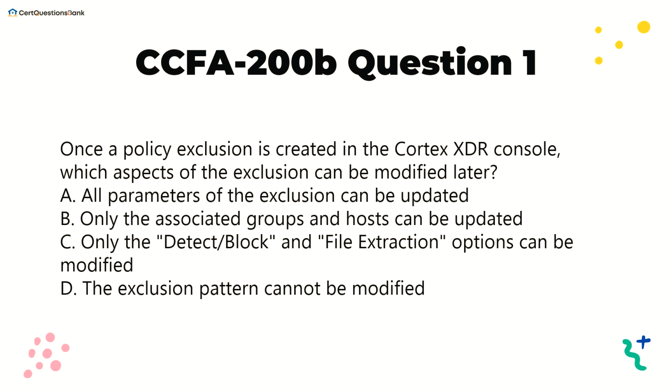Once a policy exclusion is created in the Cortex XDR console, which aspects of the exclusion can be modified later? A. All parameters of the exclusion can be updated. B. Only the associated groups and hosts can be updated. C. Only the detect, block, and file extraction options can be modified. D. The exclusion pattern cannot be modified.